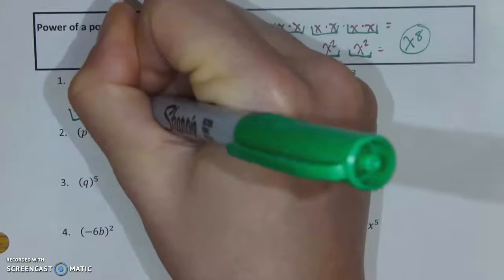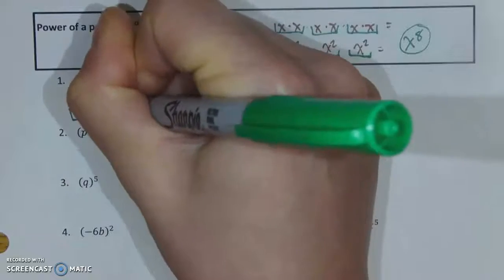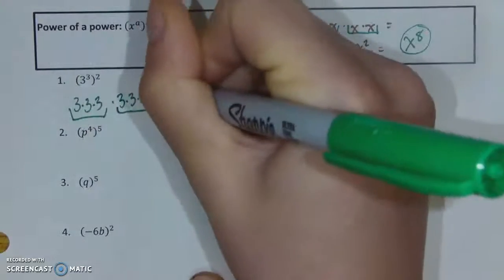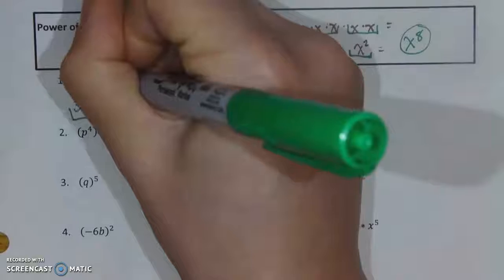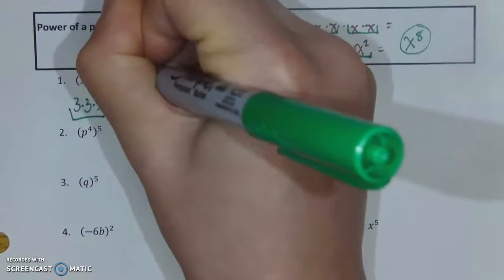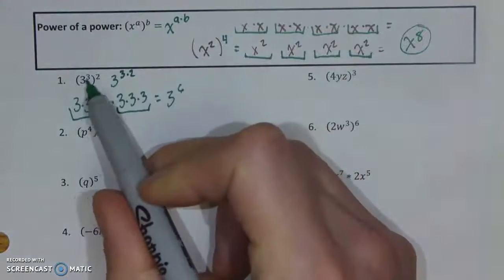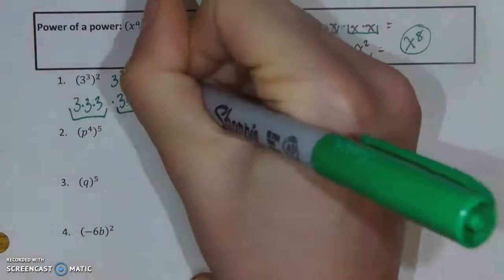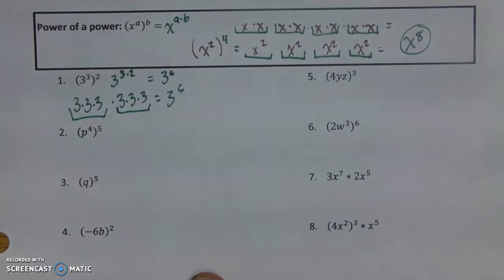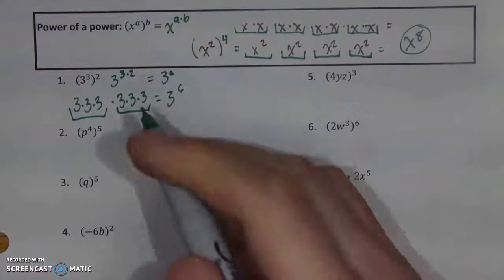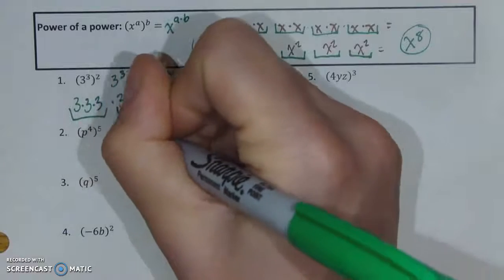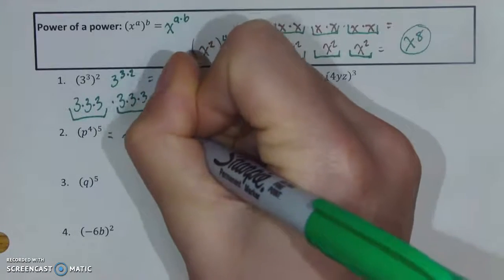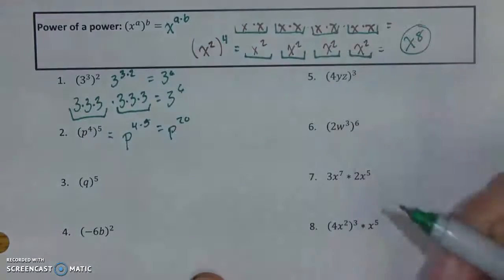There's one of them: 3 times 3 times 3. There's 2 of them, which gives us 3 to the 6. Or you can just do, well, we've got a power to a power, so it's going to be 3 to the 3 times 2, or 3 to the 6. That means here we can take that shortcut. P to the 4th to the 5th power is p to the 4 times 5, or p to the 20th.